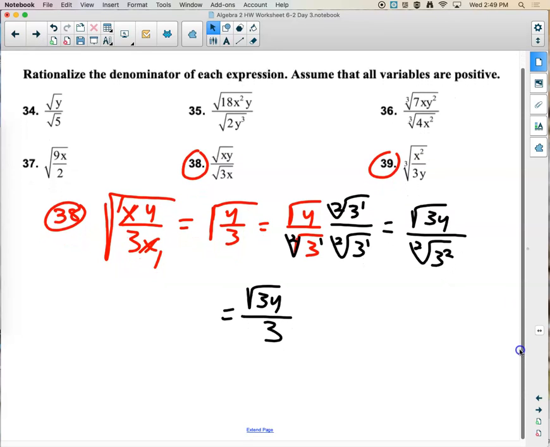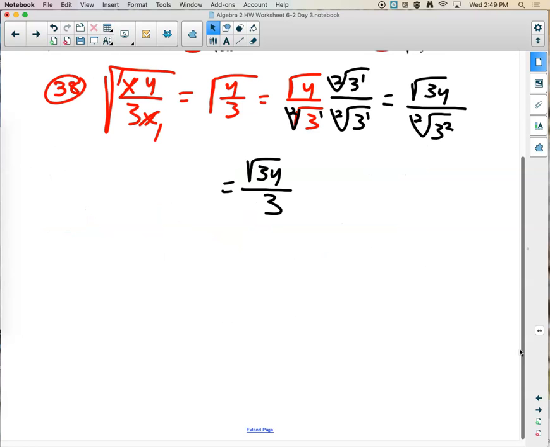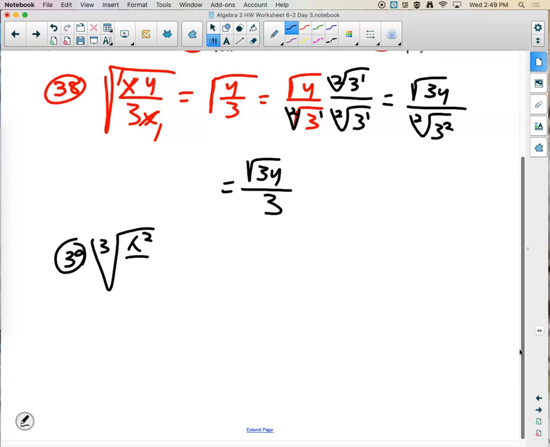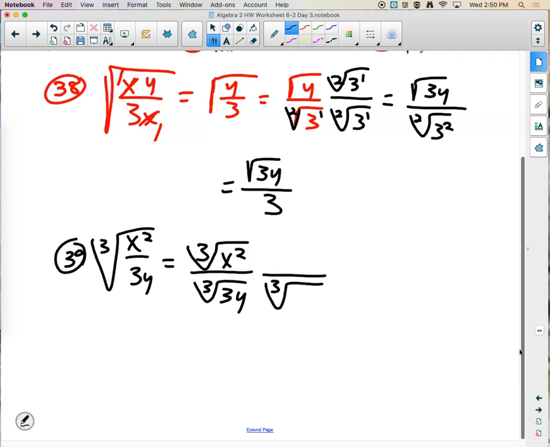Number 39, when you look at this one, you realize, well, there's not anything that I can cancel out. So when I have the cubed root of x squared over 3y, that's not helping me as one big fraction, so I better split that up and then figure out how I can get rid of that cubed root of 3y in the denominator. Well, I need cubed root because cubed root can only be multiplied by other cubed roots. And I see I only have 1 3 and 1 y. I need 3 of them because I need my power to match my index. So I'll need 2 more 3's and 2 more y's.